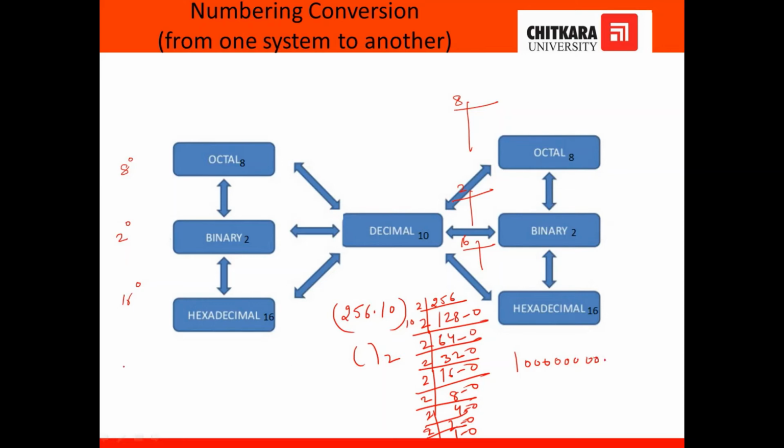Now, what to do with this 0.10? Then we multiply the 0.10 by 2. It gives 0.20. Then further 0.20 into 2, it gives 0.40. Then 0.40 into 2, that is 0.80. Then 0.80 into further 2, that is 1.60. How do we write it? We just take the first value of these decimal numbers. So I write it in the form of 0001.